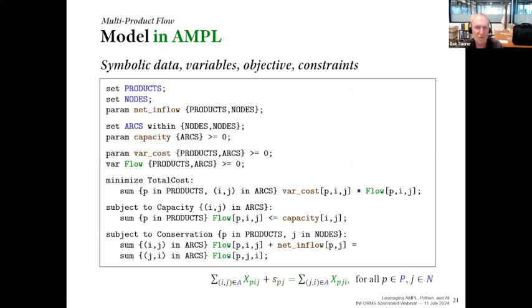This is for the multi-product flow problem. Okay, and it's very much like the math. So here's an example of the math. Now, what I want to show is how when this becomes more complicated, you really need these new features.